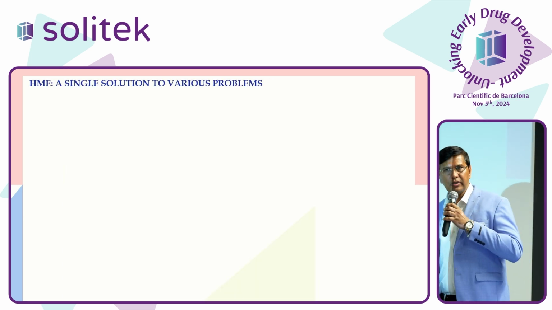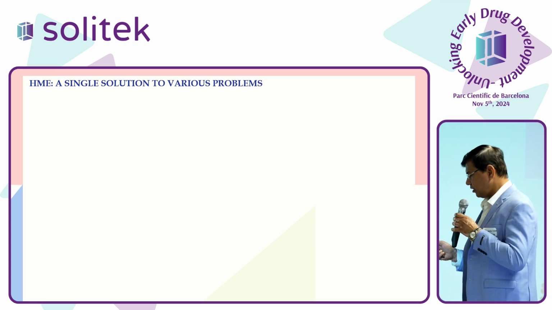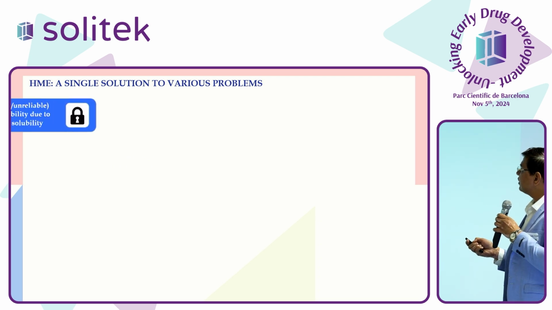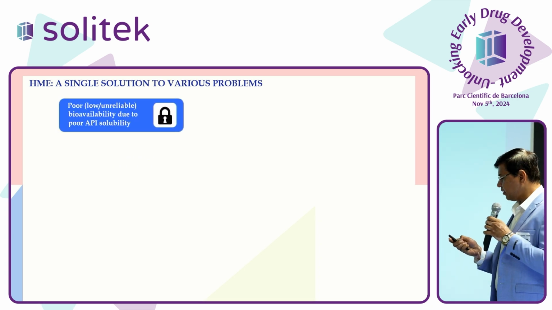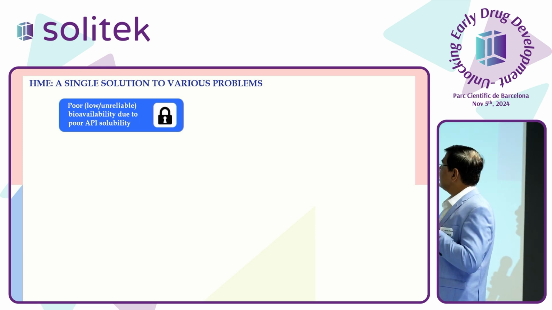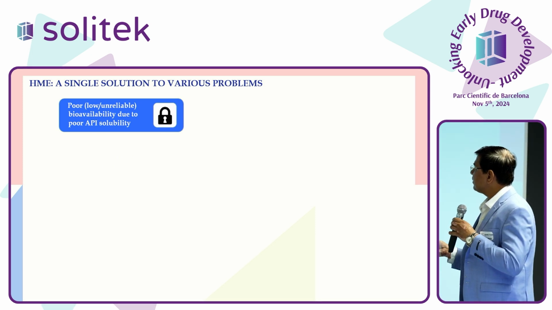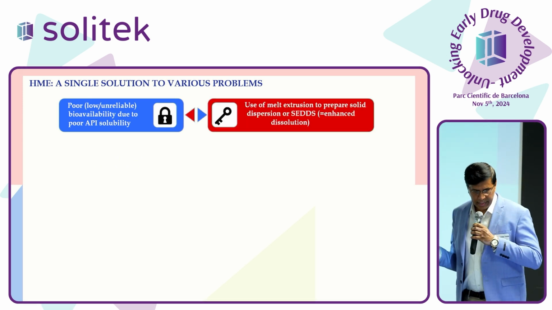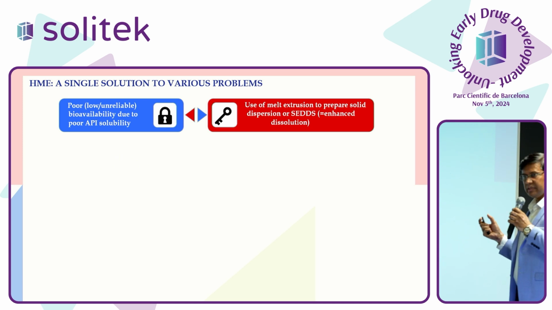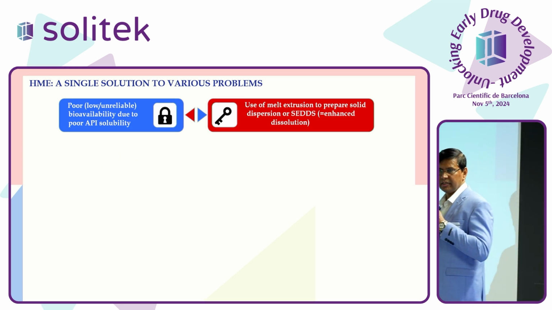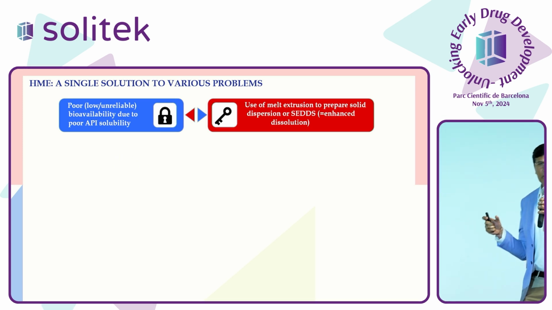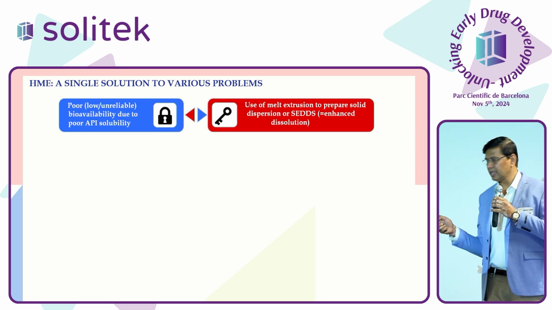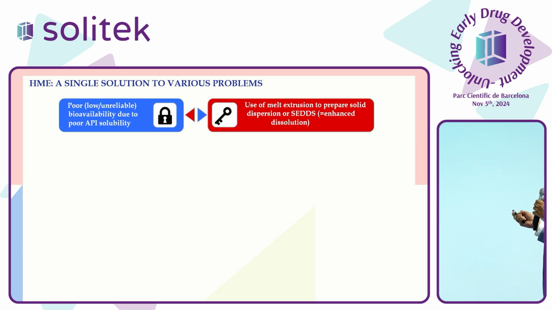Now, why are we using hot melt extrusion? There are a number of applications and a number of problems, and it is a single solution for the different problems. The first and biggest problem that the pharmaceutical industry faces is low and poor solubility. So how does hot melt extrusion help in this? When you use hot melt extrusion, it prepares solid dispersions, and because of the polymer we use in the formulation, the drug is converted into the amorphous form, and it becomes more soluble. That's the first advantage of hot melt extrusion.